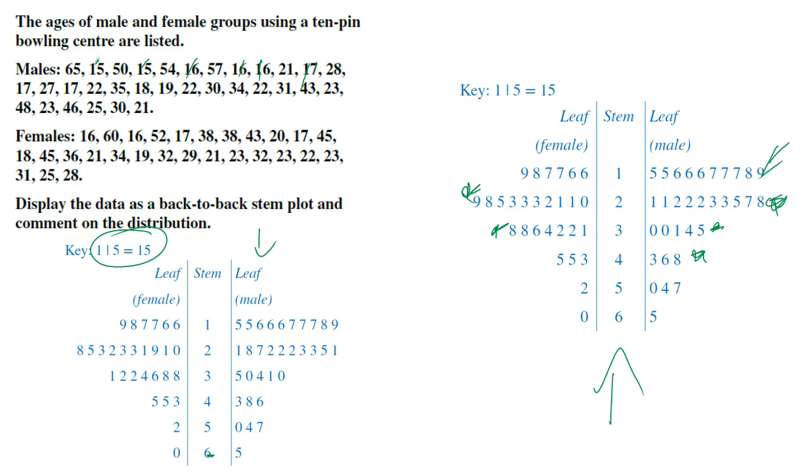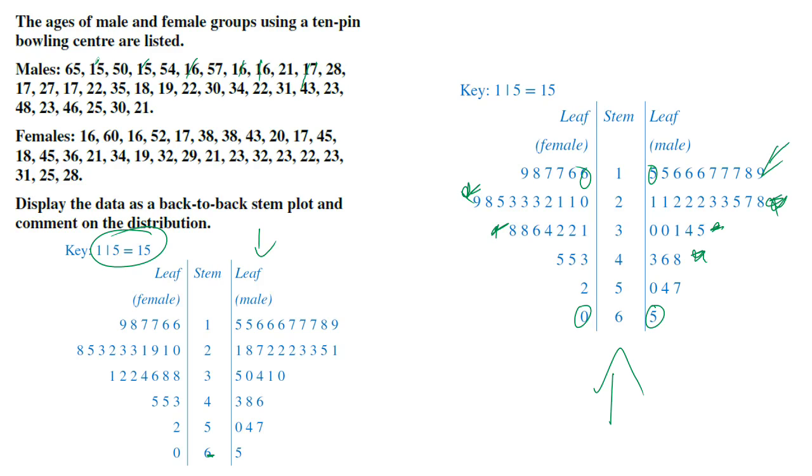Now, what you're asked to do now is talk about the distribution. What is the distribution showing us? Basically, the youngest male attending the 10-pin bowling center is 15. We get that information from there. Whereas if you looked at the girls, it'd be 16. So slightly different. The oldest is 65 for the males, but it's 60 for the females. So remember, you can get your range from there. 65 minus 15 is 50, so you've got a range of 50.